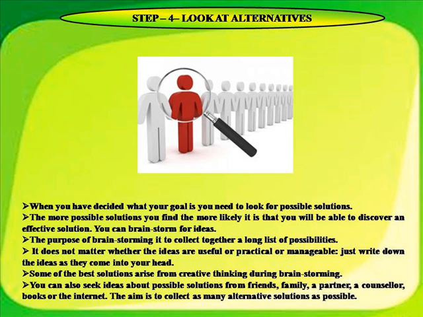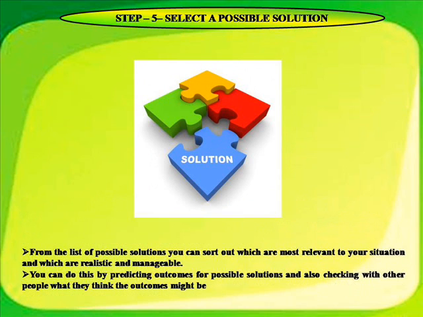Step 5. Select a possible solution. From the list of possible solutions, you can sort out which are most relevant to your situation and which are realistic and manageable. You can do this by predicting outcomes for possible solutions and also checking with other people what they think the outcomes might be.